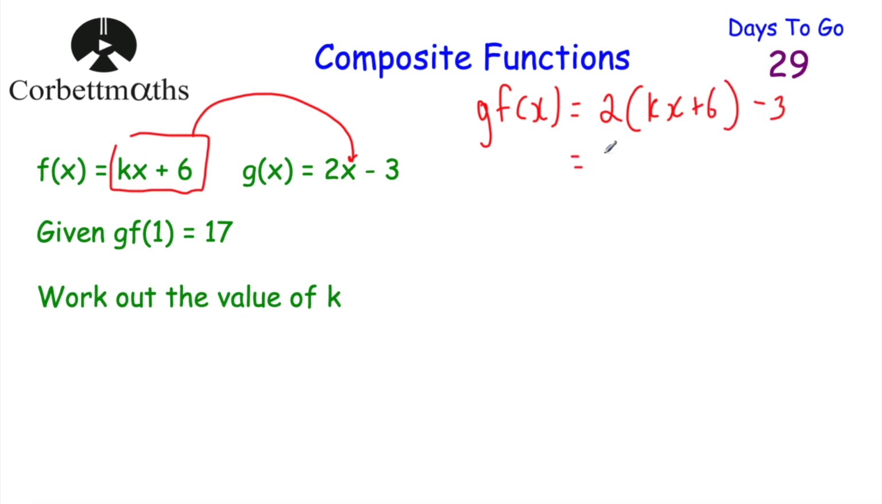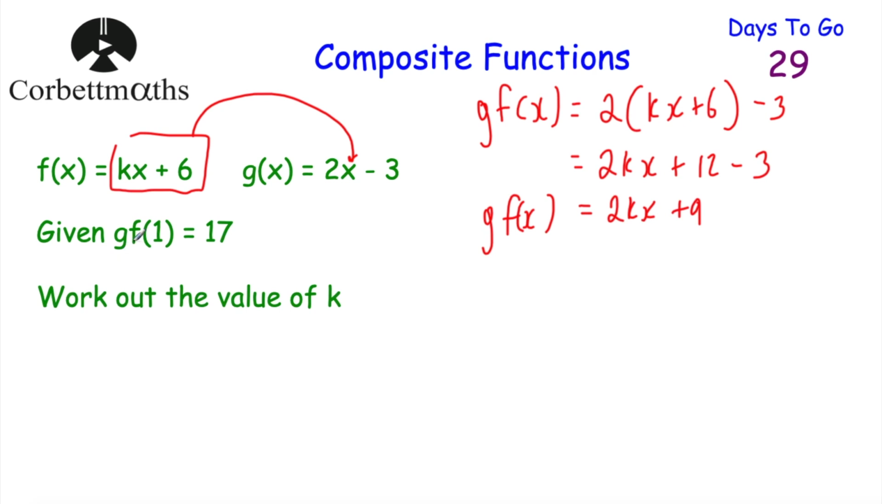And then if we expand our brackets, that'll be 2kx plus 12 minus 3. And then 12 minus 3 is 9, so that'll be 2kx plus 9. And that is gf of x. Okay, so we found the composite function, 2kx plus 9.